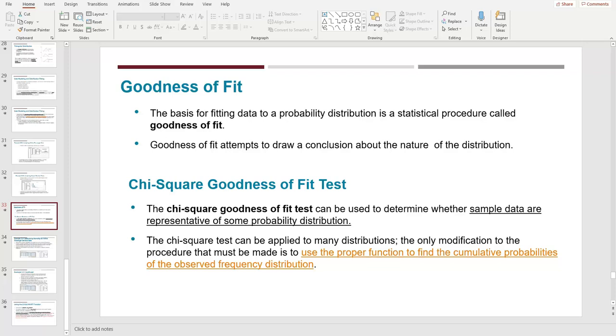The only modification to the procedure that must be made is to use the proper function to find the cumulative probabilities of the observed frequency distribution. Now let's go into Excel and perform a goodness of fit test to the exercise we did previously.